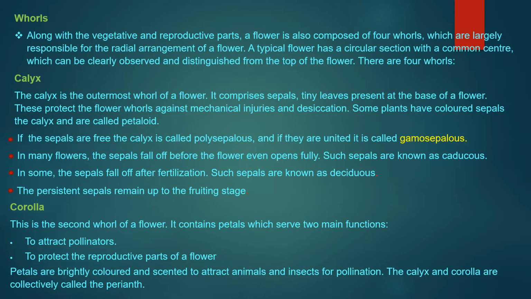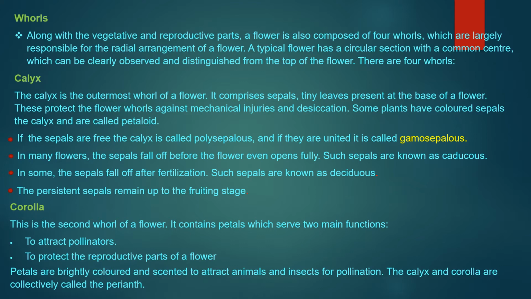Coming to the next, the whorls of the flower. Along with the vegetative and reproductive parts, a flower also comprises four whorls, which are largely responsible for the radial arrangement of the flowers. A typical flower has a circular section with a common center, which can be clearly observed and distinguished from the top of the flower. These are the four whorls.